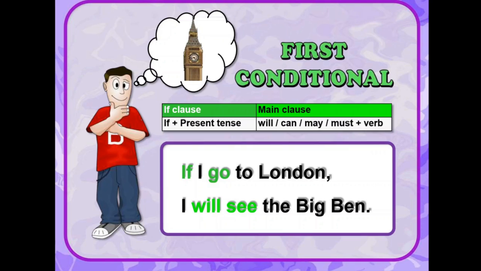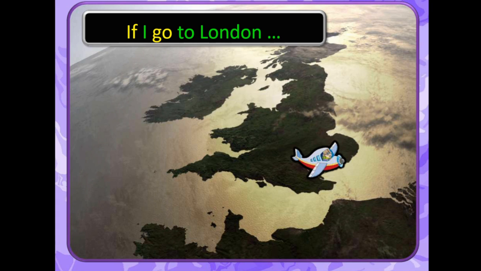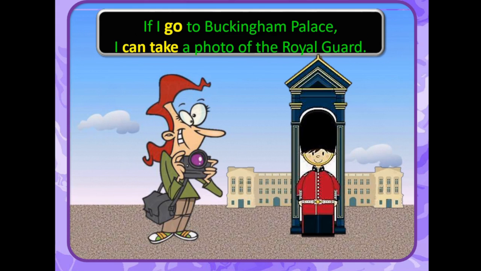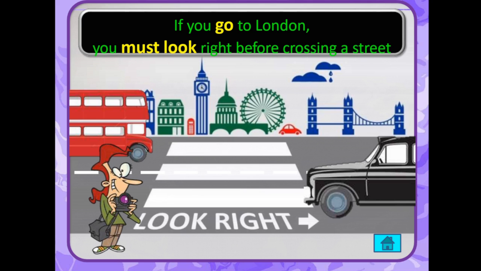Here we have other examples. If I go to London, I will see the Big Ben. If I go to Buckingham Palace, I can take a photo of the Royal Guard. If you go to London, you must look right before crossing a street. A first conditional sentence is a sentence that expresses an idea that might happen at some point in the future. That's why we have those additional words like must, can, and will.